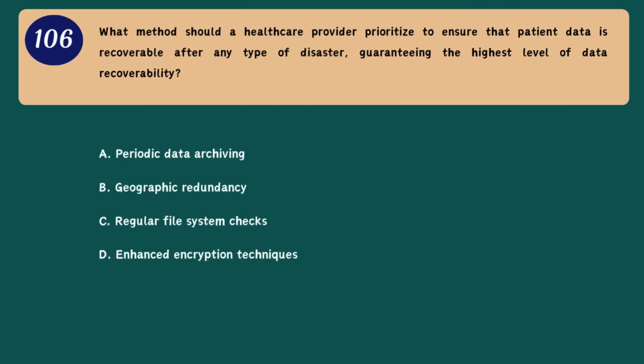Question 106. What method should a healthcare provider prioritize to ensure that patient data is recoverable after any type of disaster, guaranteeing the highest level of data recoverability? A. Periodic data archiving. B. Geographic redundancy. C. Regular file system checks. D. Enhanced encryption techniques.